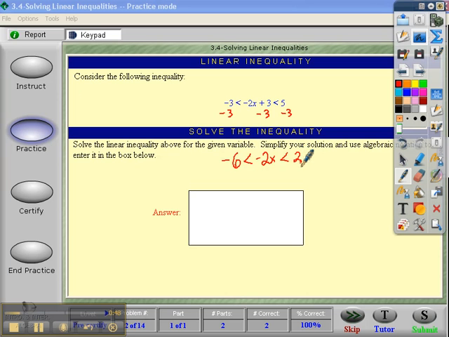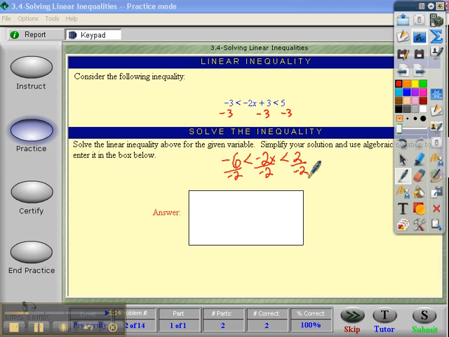Okay, the next thing I have to do to get my x by itself is divide by a negative 2. So divide by negative 2 on all three areas. Now the difference on this one is that what we're dividing by is a negative, and from the instruction part of this you should have caught on that anytime that you multiply or divide by a negative number while you're solving, then you have to flip the direction of the inequality sign.